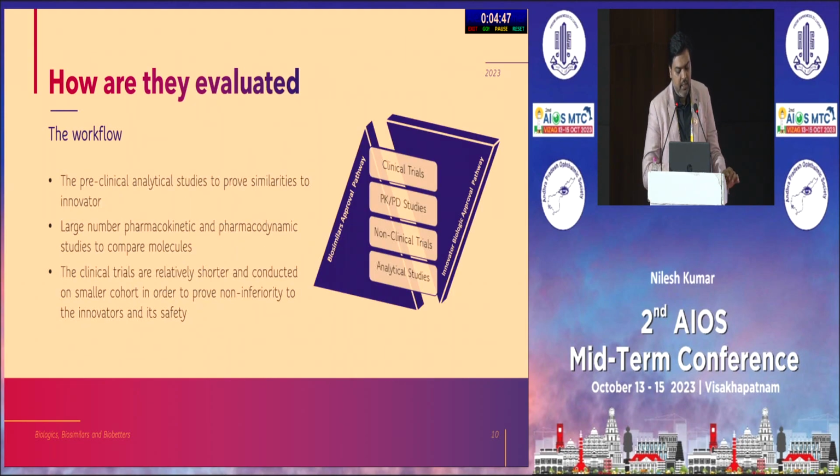Preclinical and analytical studies are done to prove similarities with the innovator. A lot of these comparisons happen in the lab rather than on patients. They do spectroscopy and see if similarity is established, and then a large number of pharmacokinetic and pharmacodynamic studies are done to compare the molecule. For the innovator molecule, these studies are very limited. A small number of analytical or preclinical studies is done, and most of the clinical studies are done on the innovator molecule. But it becomes opposite for the biosimilar, where patient trials are very few.